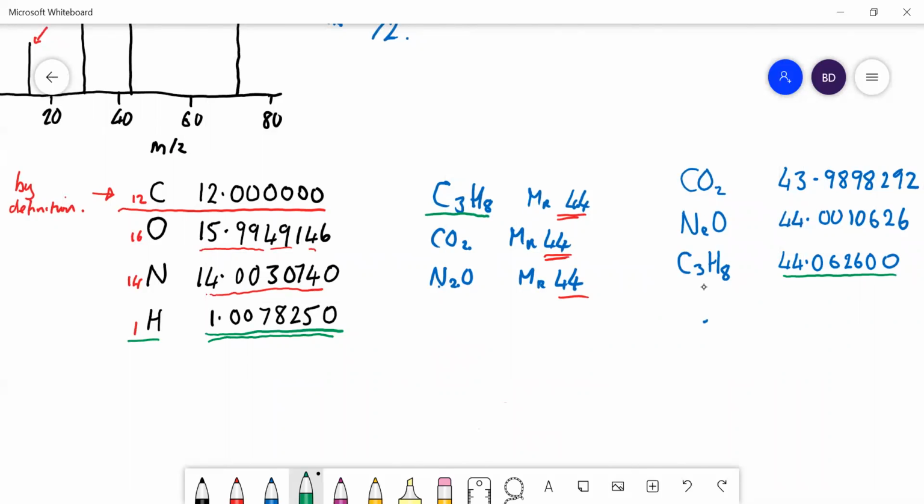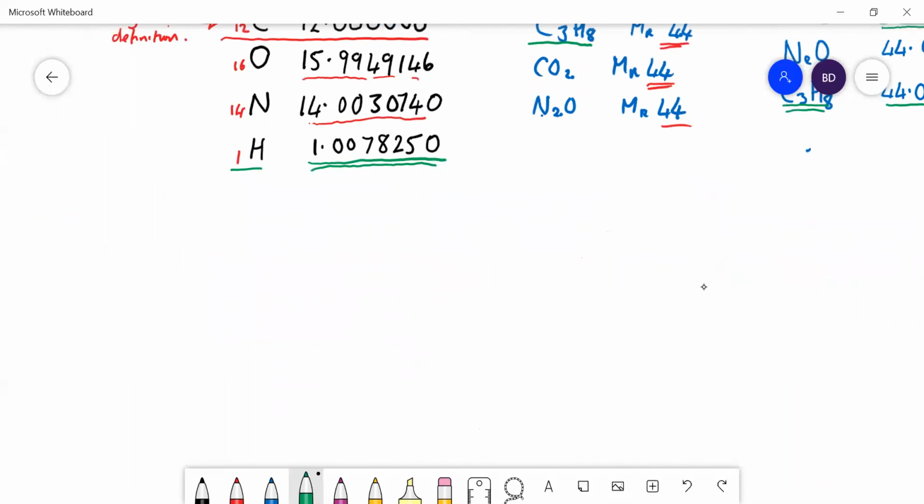Carbon dioxide, which is lighter than the other two, is less than 44. You do 4 times 12 plus 2 times 15.99. There's no hydrogen in carbon dioxide, and hydrogen's a bit heavier than it should be, and that's why carbon dioxide is a little bit less than 44. I think propane is the heaviest of the lot because it's got 8 hydrogens, and the hydrogens tend to be disproportionately heavier. Right, so that is all you've got to do with high resolution mass spectroscopy.